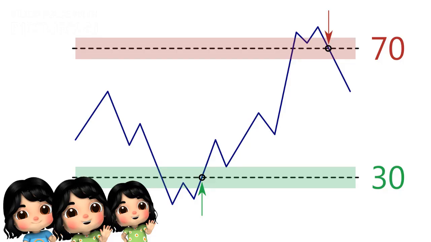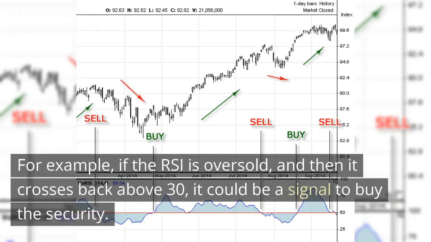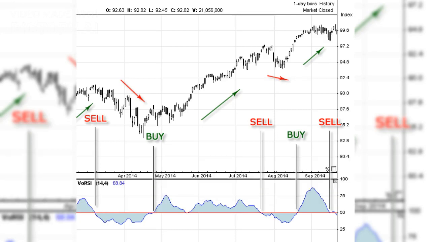6. Use the RSI to identify potential entry and exit points. Traders can use the RSI to identify potential entry and exit points. For example, if the RSI is oversold, and then it crosses back above 30, it could be a signal to buy the security. Conversely, if the RSI is overbought and then crosses back below 70, it could be a signal to sell the security.